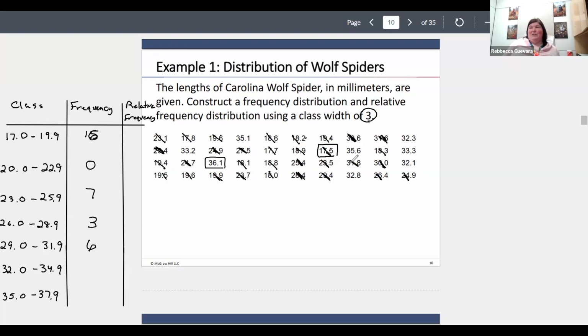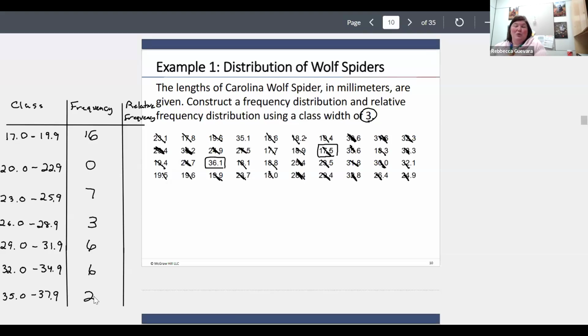And then between 32 and 34.9, we got 1, 2, 3, 4, 5, 6. I think 6 are in here, and then there's only 1 that fits in this category. I went back and double checked. We actually had 2 down here because we should have a total of 30 data points. So we do have 30 at this point.